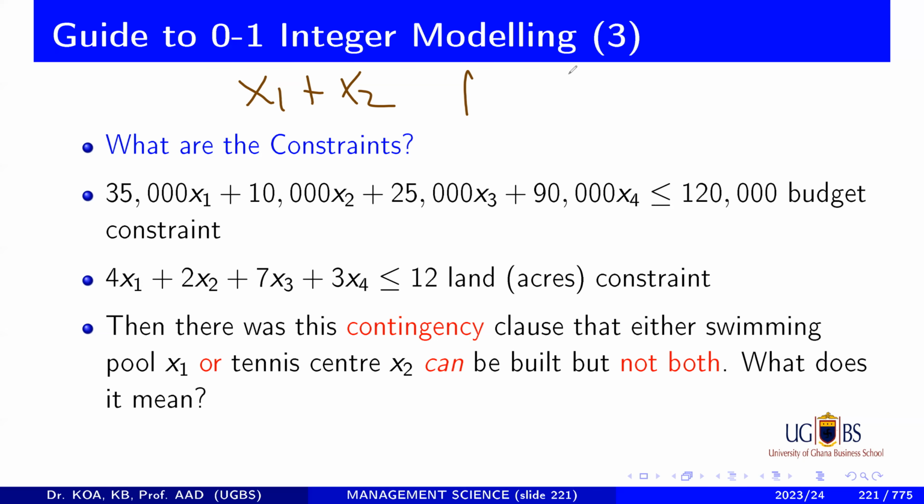Then less than or equal to. Why? Because the can implies it's 0 or 1. So if it's built, then it means we go with 1. So either the construction of either of them shouldn't exceed 1.